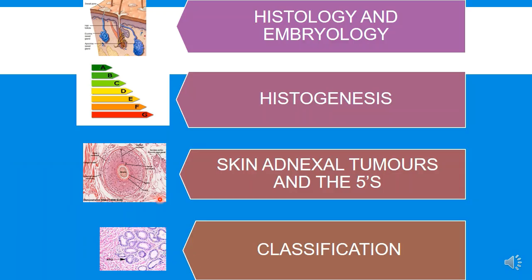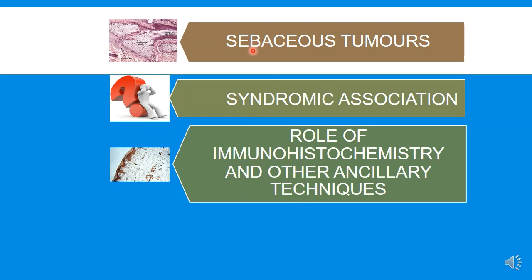Cutaneous adnexal tumors are a heterogeneous group of neoplasms which differentiate towards a particular appendageal structure, such as sebaceous glands, eccrine and apocrine glands, or hair follicle. So we'll start with the histology and embryology of the appendageal structures, which is important to understand the histogenesis of these tumors, and what are the 5 S to consider before labeling a particular cutaneous adnexal neoplasm, and the classification of cutaneous adnexal tumors, detailed analysis of sebaceous tumors, syndromic association, role of immunohistochemistry and other ancillary techniques.